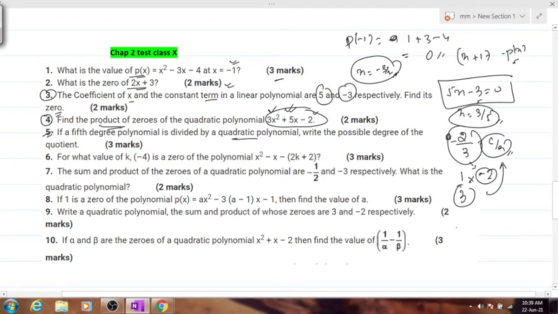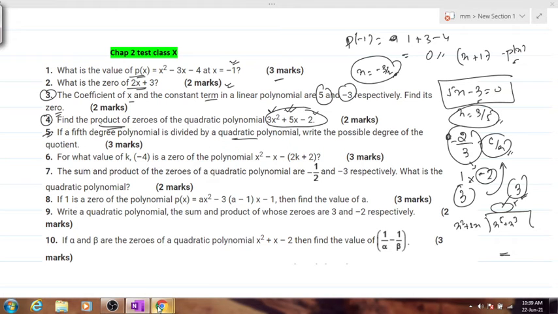If you divide by a quadratic, let's say x square plus 2x, and you divide a fifth degree polynomial, x to the power 5 plus x to the power 3, what will you get? Quotient mein, not the remainder. We'll never get a 1 over here, that's for sure. The possible degree of the quotient can be 3. Why?